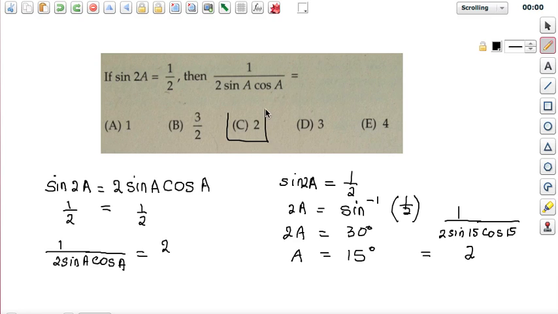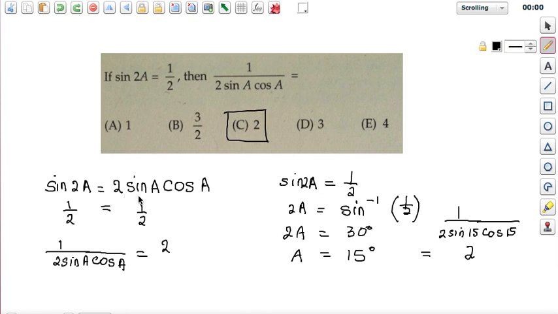There are a couple of ways of doing this. First, recall that sine 2a is equal to 2 sine a cosine a. So if sine 2a is a half, then 2 sine a cosine a is also a half. And the inverse of that would be 2.